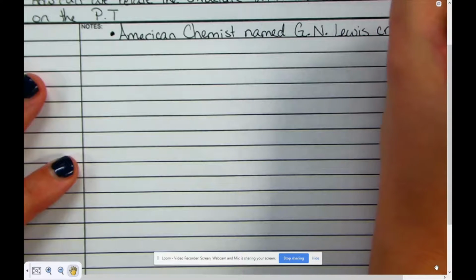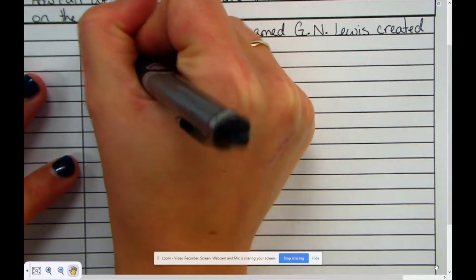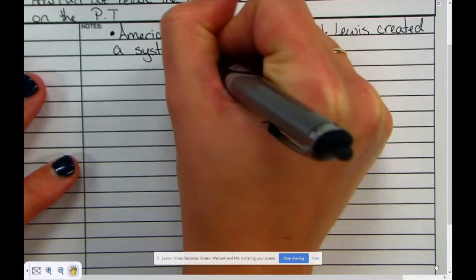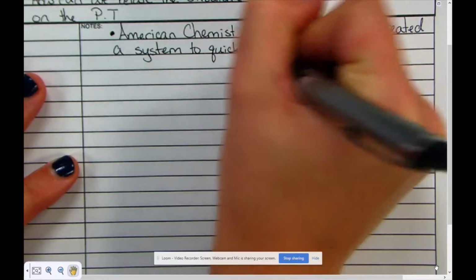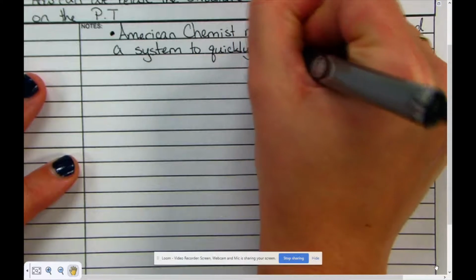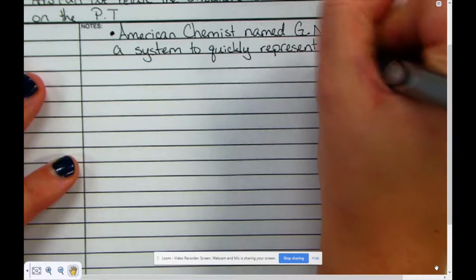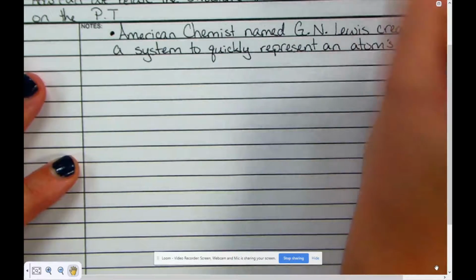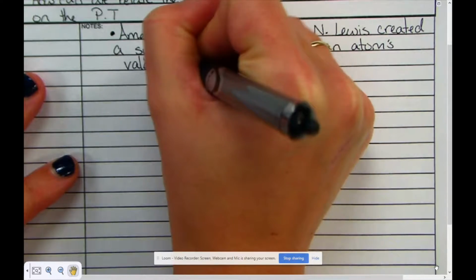who created a system, and this is the good part about this, so this is why you guys are going to like this, to quickly represent an atom's valence electrons.